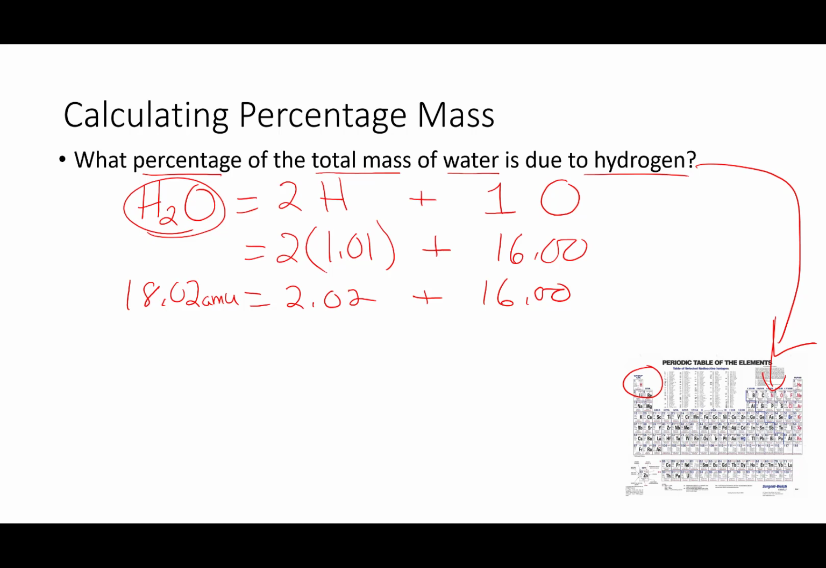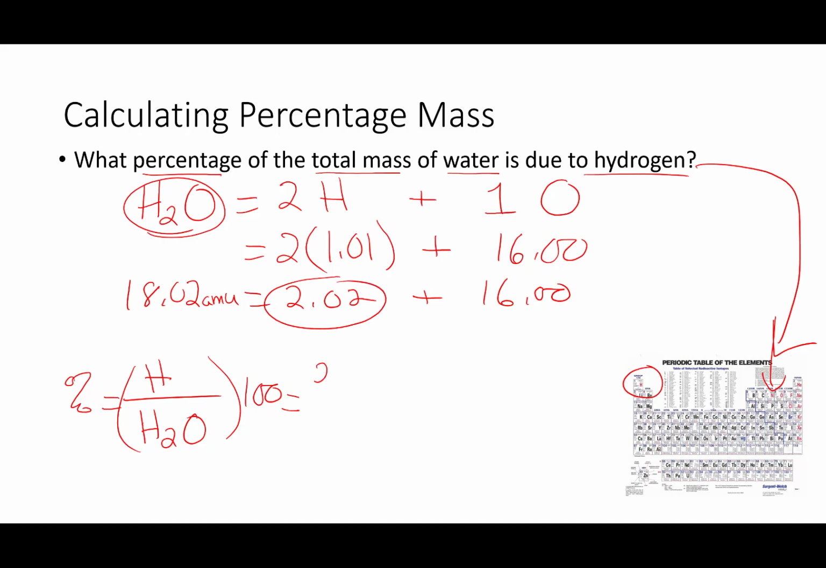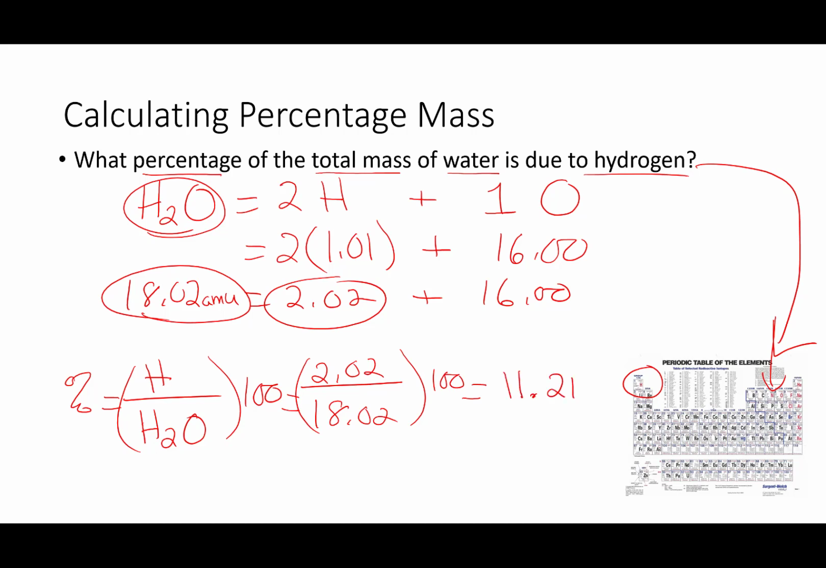Now, to calculate the percentage mass that is hydrogen, our percent is going to be the part, which is hydrogen, divided by the whole. The whole is the entire water molecule, times 100 to make it a percentage. So the mass of just hydrogen is 2.02. The whole is 18.02, times 100 to make it a percentage. And when I did that calculation, I ended up with 11.21%.